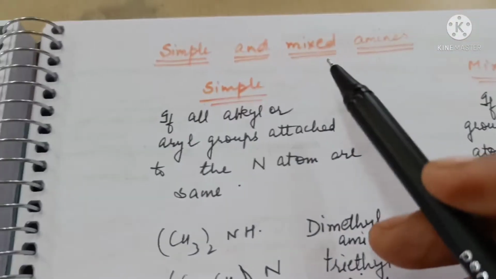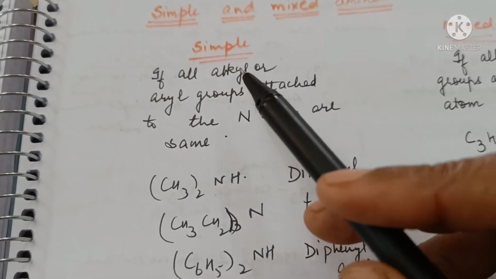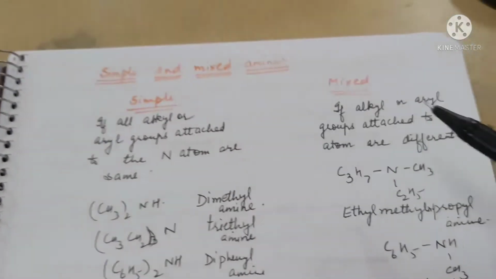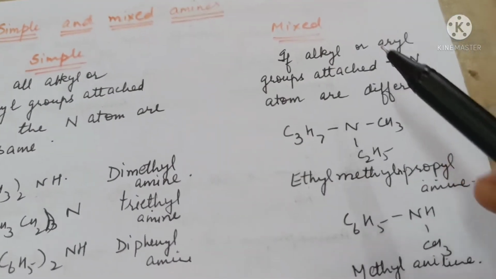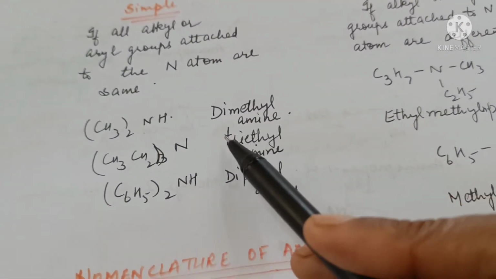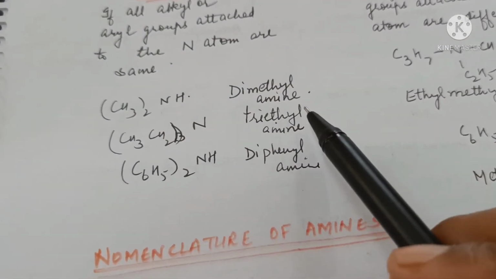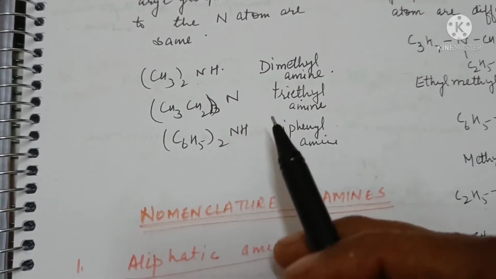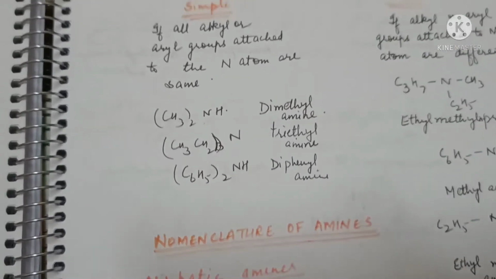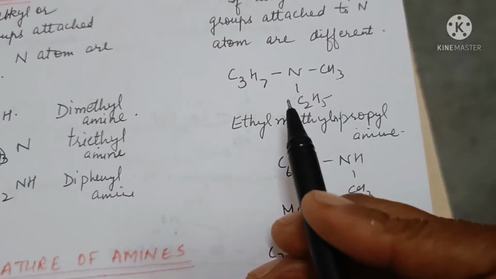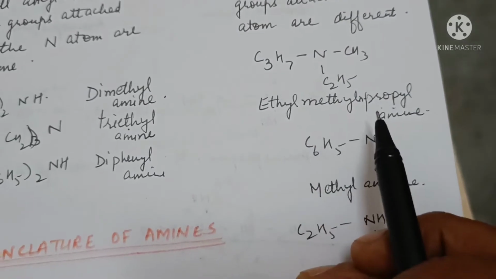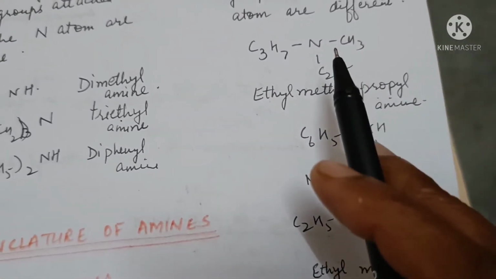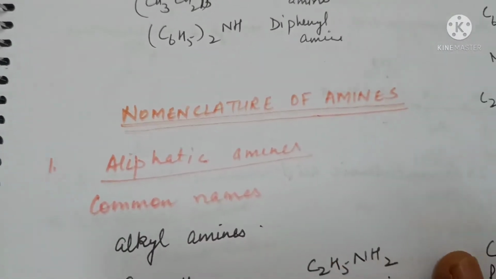Then we can also categorize them into simple and mixed amines. If all alkyl or aryl groups attached are same, then it is called simple amine, and if they are different, it is called a mixed amine. Dimethylamine has same methyl groups, so it is a simple amine. So dimethylamine, triethylamine, diphenylamine are simple amines, and methylethylamine, methylpropylamine, and methylaniline are mixed amines.